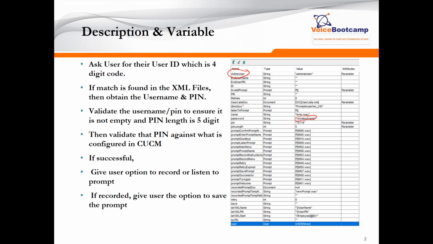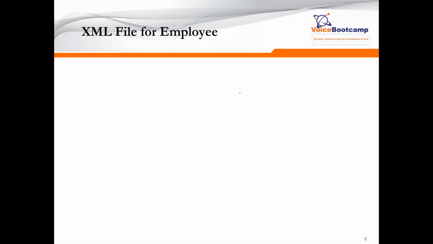Another variable that we need to pay attention to are these two variables right there: user list doc and directory. User list doc contains the XML file name, and the directory contains the path or location under prompt management where the prompt file will be uploaded. Okay, now let's start with the XML file first.